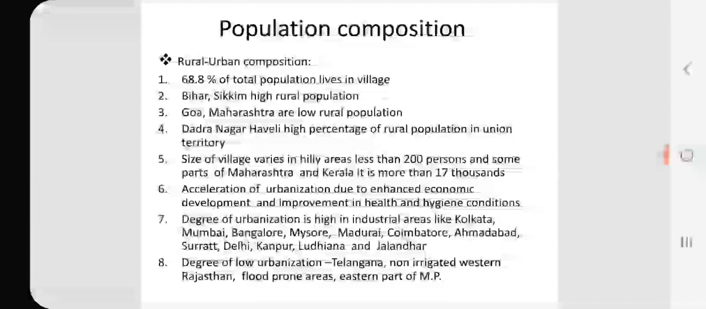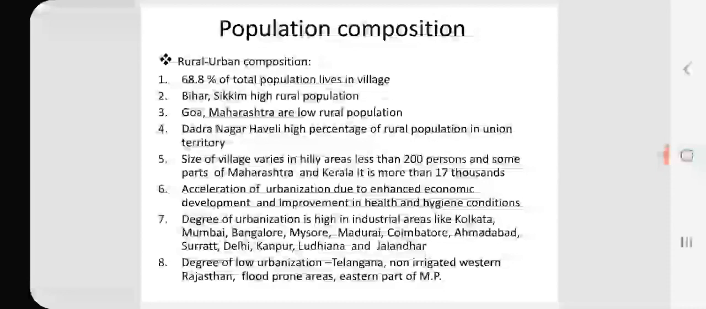The share of rural population is 68.8% in India. The states of Bihar and Sikkim have a high rural population. The states of Goa and Maharashtra have a low rural population. Dadra Nagar Haveli has a high percentage of rural population among the union territories.